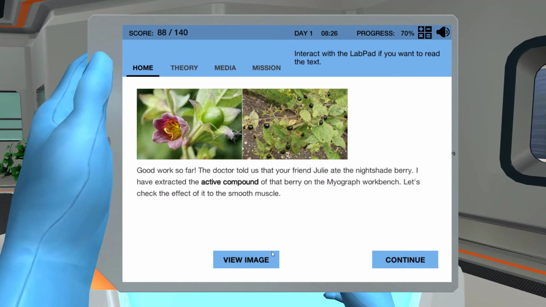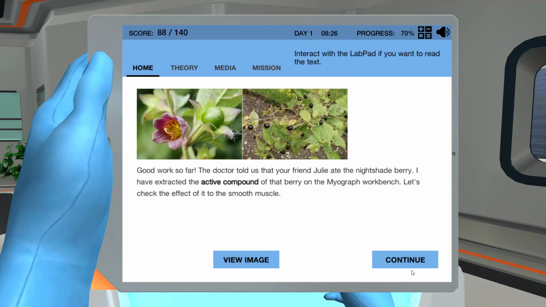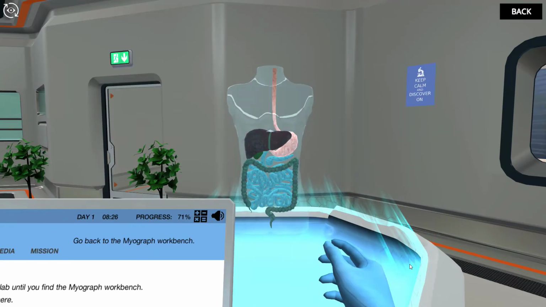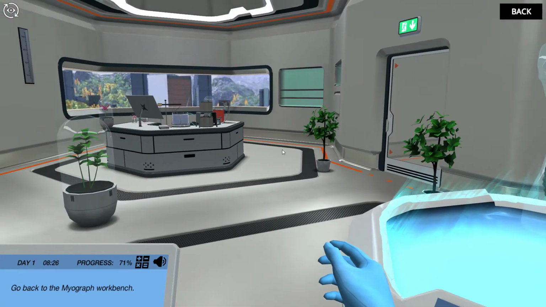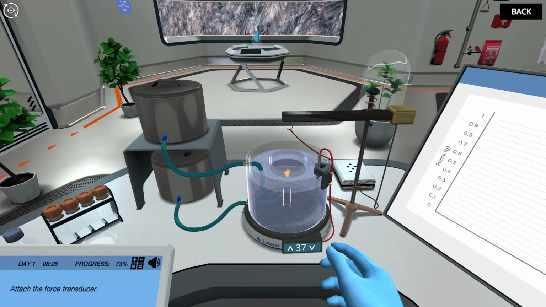The doctor told us that your friend Julie ate the nightshade berry. I have extracted the active compound of that berry on the myograph workbench. Let's check the effect of it on the smooth muscle. Go back to the myograph workbench. Attach the force transducer.